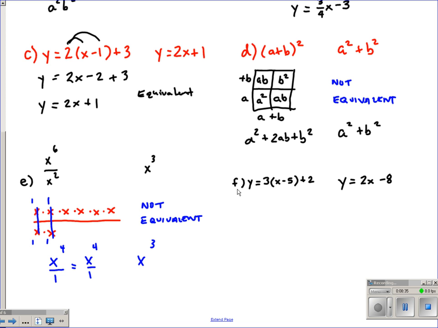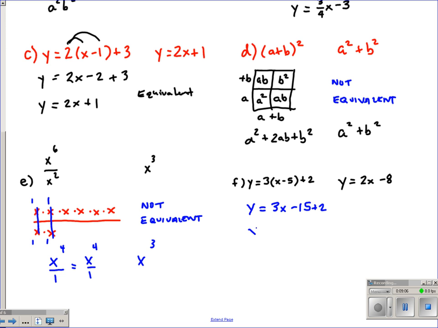Last one, part F. We're going to compare the equation y equals 3 times the quantity of x minus 5 plus 2, and we have y equals 2x minus 8. Let's go ahead and simplify the equation on the left here by distributing our 3 through the expression x minus 5. We're going to have y equals 3 times x would be 3x. 3 times negative 5, or if we take away 5 3 times, we're going to be taking away a total of 15, and then we're adding 2 to it.